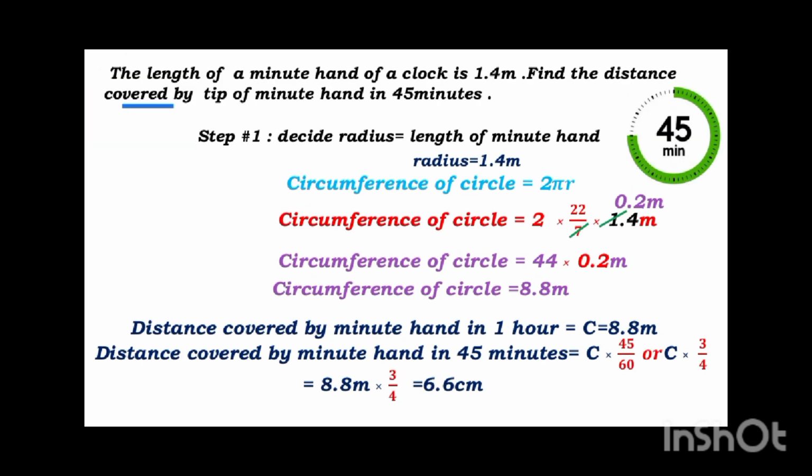Okay. Now the length of a minute hand of a clock is 1.4 meter. Find the distance covered by the tip of minute hand in 45 minutes. So decide radius, that is 1.4 meter. Circumference of circle is 2 pi r. So 2 multiplied by 22 over 7 multiplied by 1.4 meter. Now cutting to 0.2 meter, we're gonna get 44 multiplied by 0.2 meter, that means 8.8 meter is the circumference. And the distance covered by minute hand in 45 minutes is circumference multiplied by 45 divided by 60, or circumference multiplied by 3/4, that equals 8.8 multiplied by 3/4, that gives you 6.6.